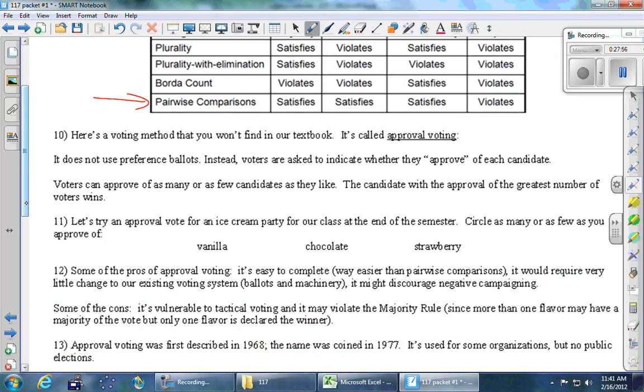So last thing I want to talk about today, and then we'll give you a chance to do some practice with pairwise comparisons, is this thing called approval voting. So I think we're up to Brittany.